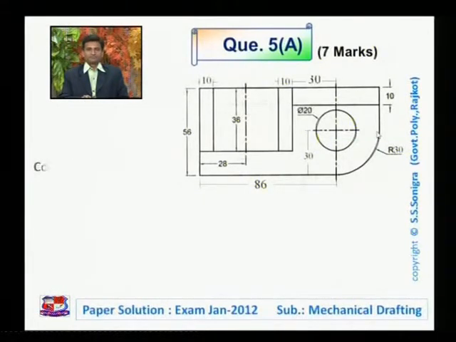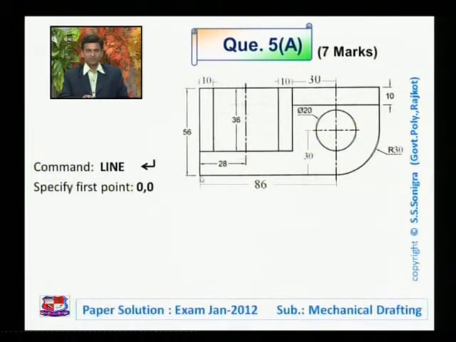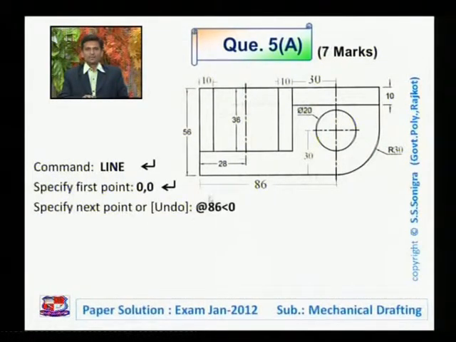Now next, again we start drawing line from this point. Command line, enter, specify first point, that is 0, 0. This is point 0, 0. Enter, specify next point, that is 86 mm at an angle of 0 degrees. So it will draw this horizontal line like this from this point to this point and enter.